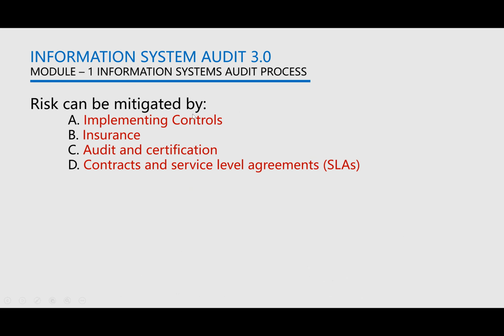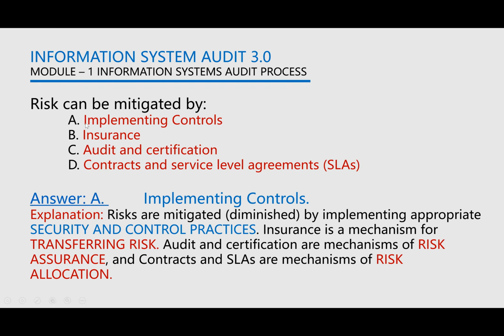Now, risk can be mitigated. When I use the word mitigated, can anyone answer what mitigation means? Reducing the risk, not 100%. You are not totally controlling it; you are reducing it to some extent. If you are implementing a control, you are not removing the risk. Normally, look at it: insurance, audit and certification, and service level agreement. But risks are mitigated, meaning diminished or reduced, by implementing appropriate security controls and practices.